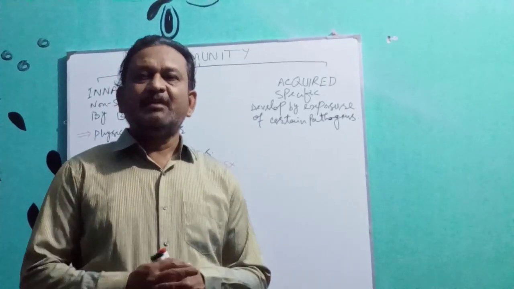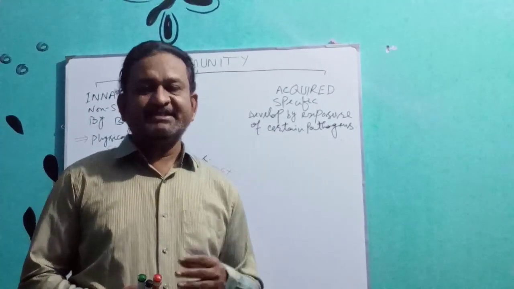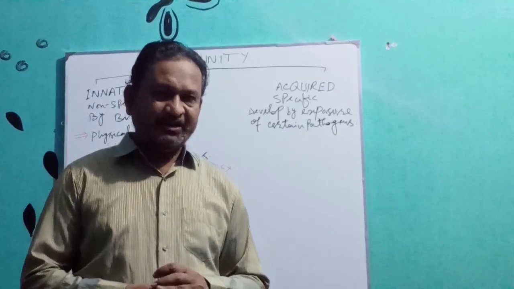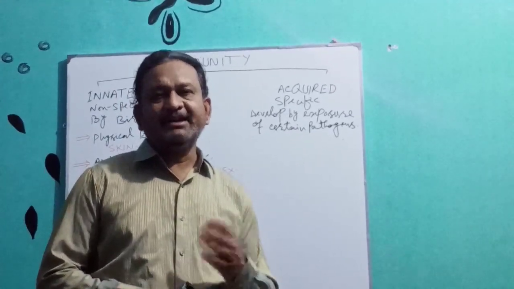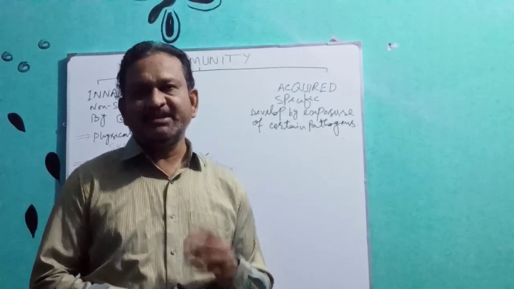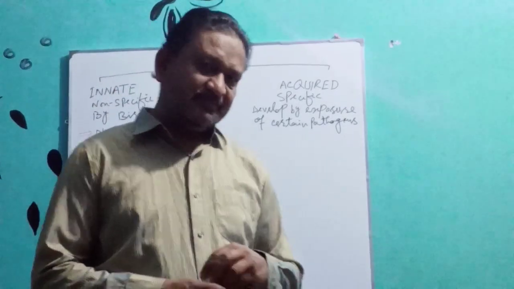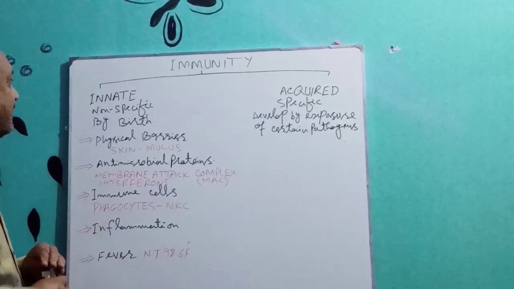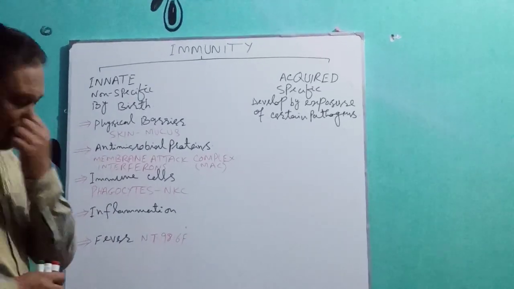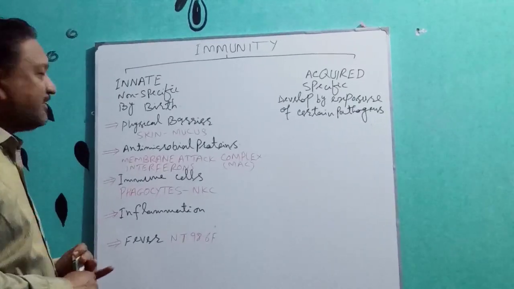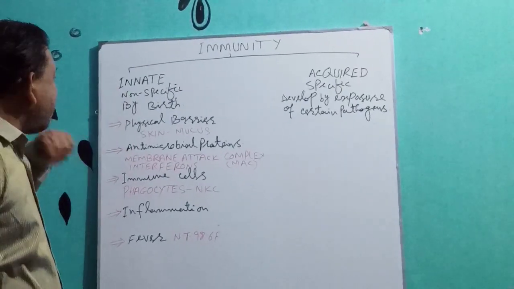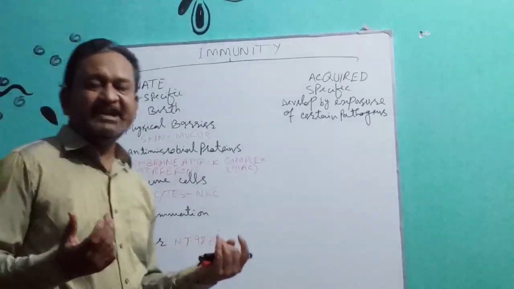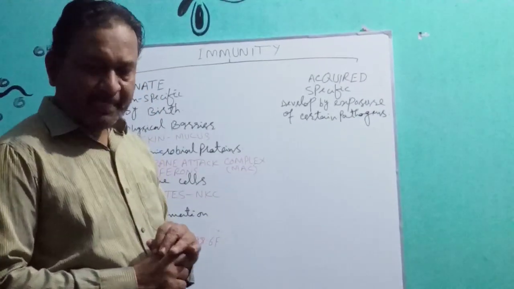Today we are going to study immunity, the immune system. What is the immune system? The immune system is our body's defense mechanism against the various pathogens which cause various diseases in our body. These pathogens are bacteria, viruses, protozoans and various other pathogens. First of all, we divide immunity into two categories, the innate immunity and the acquired immunity. The innate immunity is non-specific, whereas the acquired immunity is developed by exposure of the organism to some pathogens.